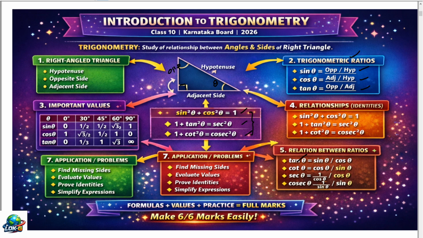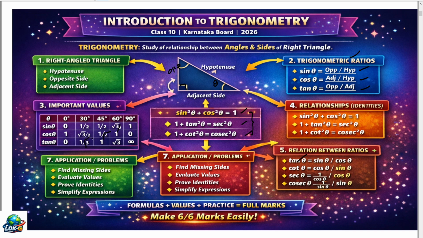Then we studied some standard angles. Sin 0 is 0, sin 30 is 1 by 2, sin 45 is 1 by root 2, sin 60 is root 3 by 2 (not printed clearly). Sin 90 is equal to 1. Cos 0 is equal to 1, cos 30 is root 3 by 2, cos 45 is 1 by root 2 (there is a misprint here), cos 60 is equal to 1 by 2, cos 90 is equal to 0. Tan 0 is equal to 0, tan 30 is 1 by root 3 (not printed clearly).